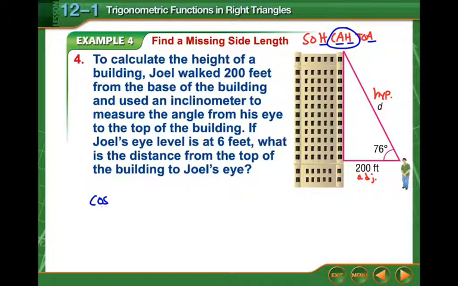So cosine of 76, that's not one we know easily, right? But that's okay. And then 200 over our hypotenuse of d that we're trying to find. So at this point, we are lacking the ability to just use one of our little cheats that we had for a special right triangle. We don't have one. So instead, we are going to have to rely on our calculator.